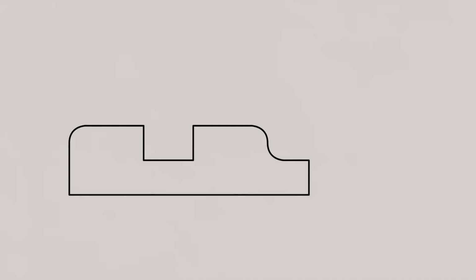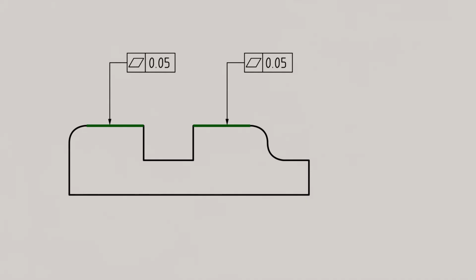We thus specify flatness tolerances of, for example, 0.05 mm for both surfaces. Since this tolerance is meant to apply equally to both surfaces, instead of using two separate feature control frames, we can use a single frame with two arrows pointing to the respective geometries. It is important to note, however, that tolerated geometric elements always form independent tolerance zones, even if both geometries share a common feature control frame.